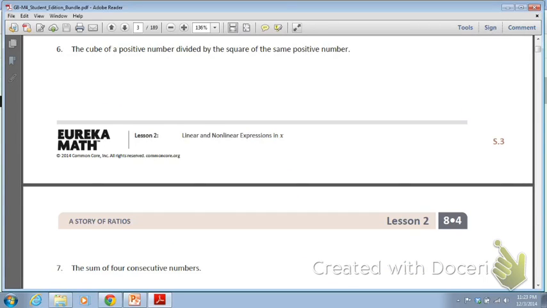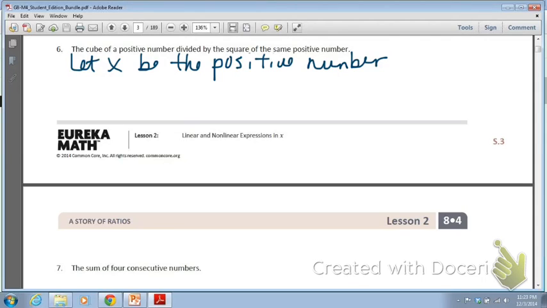Okay, the next problem says the cube of a positive number divided by the square of the same positive number. So we are going to let x be the positive number. I really do have good handwriting, but it's hard to write with this thing. We're going to let x be the positive number. So, how are we going to translate this? The cube of a positive number, and our positive number is x. So the cube is the third power, so it'd be x to the third.